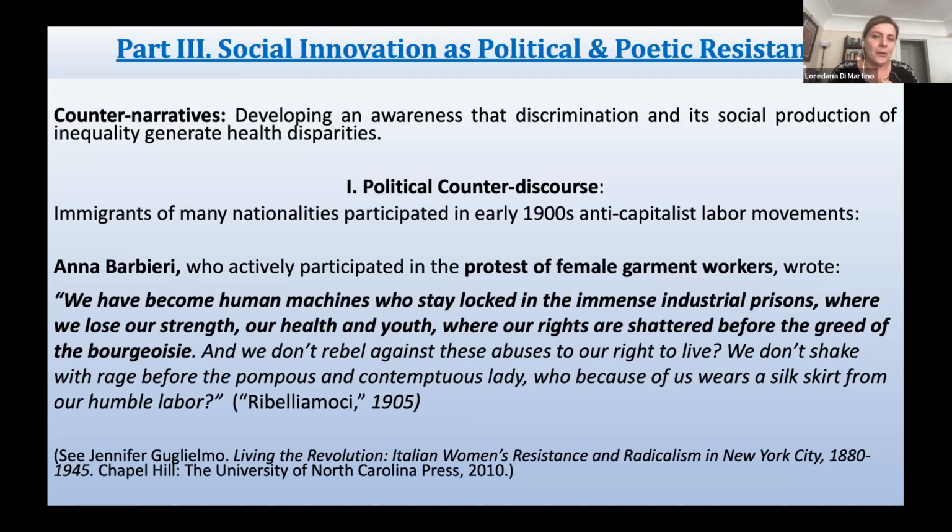So I have an example from Anna Barbieri, who participated in the protest of female garment workers in New York. And she wrote, we have become human machines who stay locked in the immense industrial prisons where we lose our strength, our health, our youth, where our rights are shattered before the greed of the bourgeoisie. Okay, so important that the immigrants themselves were not just silent, they had agency and they became involved in the construction of this counter discourse.